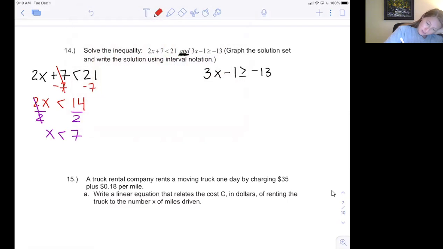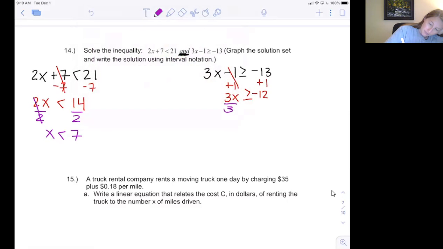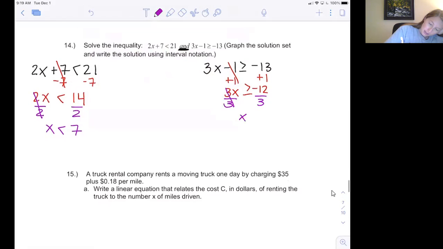I'm going to go over to this one and do just the same thing. I'm going to add 1, add 1. So I got negative 12 and 3x. And now I divide by 3, divide by 3. So I've got x is greater than or equal to negative 4. Okay, so now I have these two things.